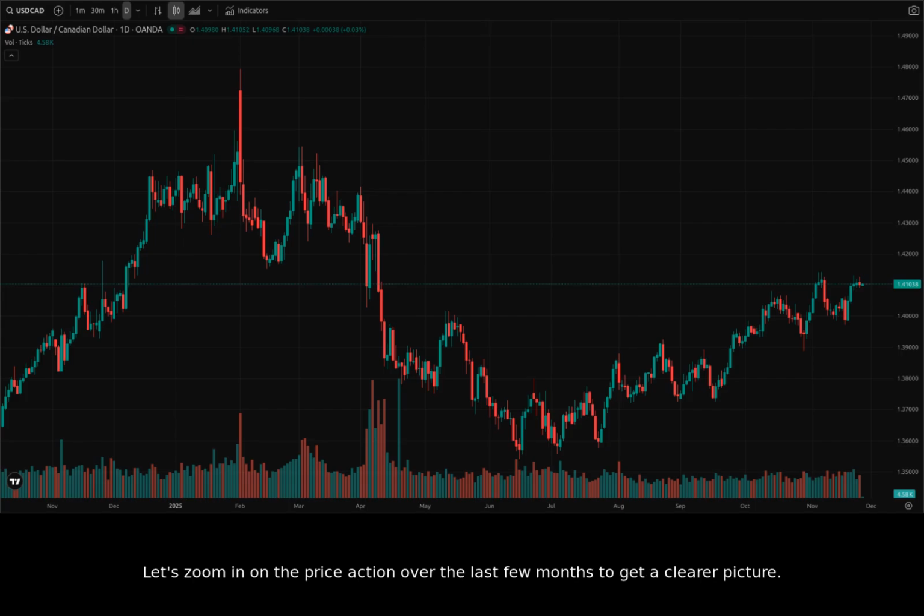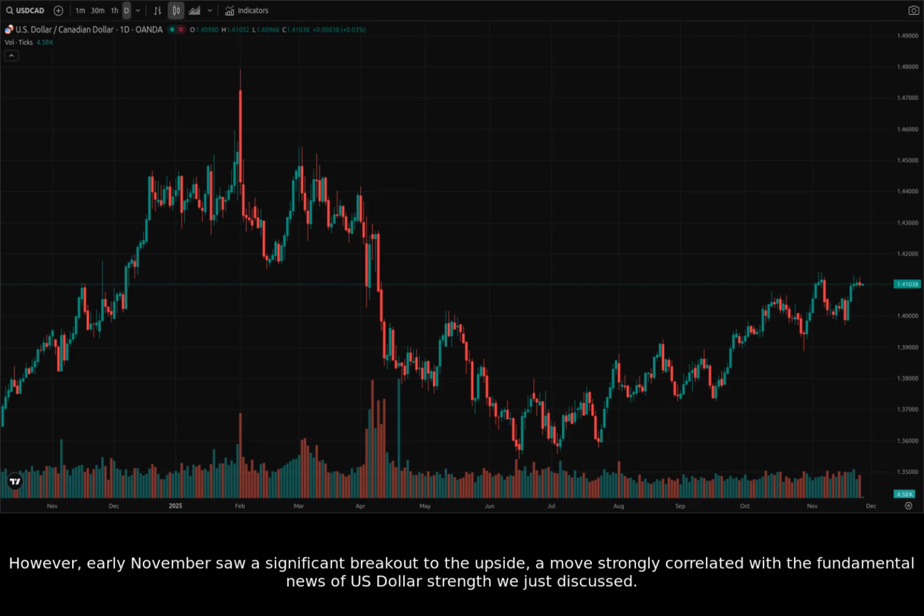Let's zoom in on the price action over the last few months to get a clearer picture. After bottoming out in early September, the pair began a strong rally, breaking through previous resistance levels. October was characterized by a period of consolidation, mostly trading sideways as the market digested its gains. However, early November saw a significant breakout to the upside, a move strongly correlated with the fundamental news of US dollar strength we just discussed.